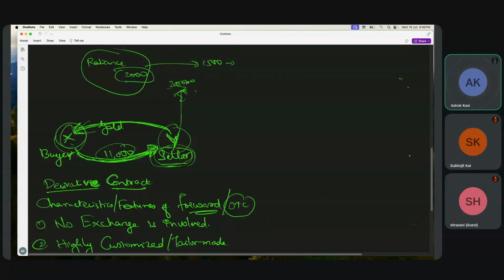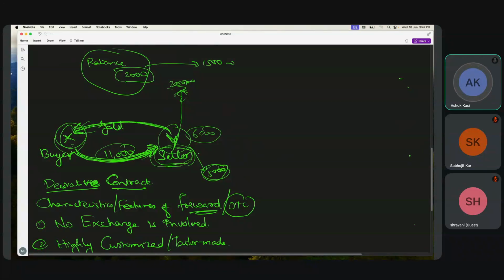Instead of the price going up, imagine the price has come down to 5,000. Anyways, the agreement is for 11,000, so the buyer has to pay 11,000. Now, who is gaining and who is losing? The buyer is losing. Why? Because he has to pay 11,000, but its price in the market is only 5,000. So he is losing 6,000 rupees. That means, in a way, the seller is gaining 6,000, because he has sold for 11,000 something whose price in the market is only 5,000.